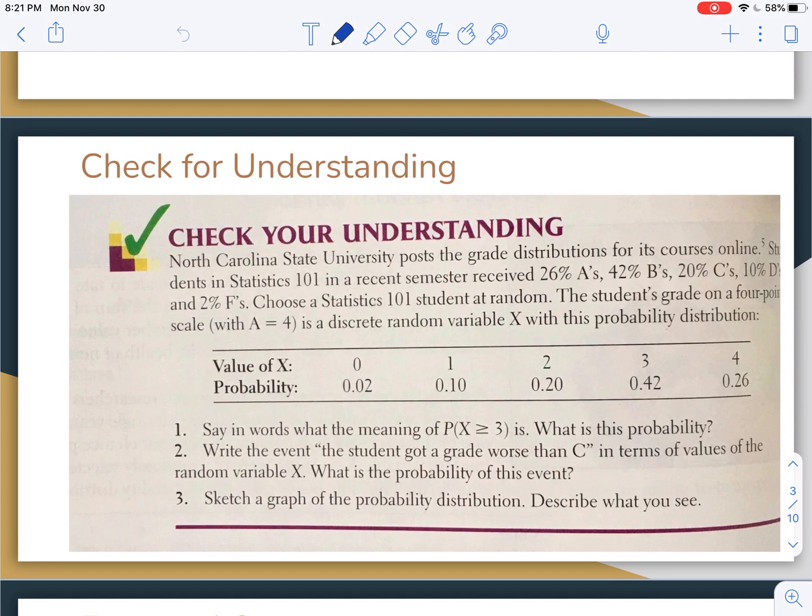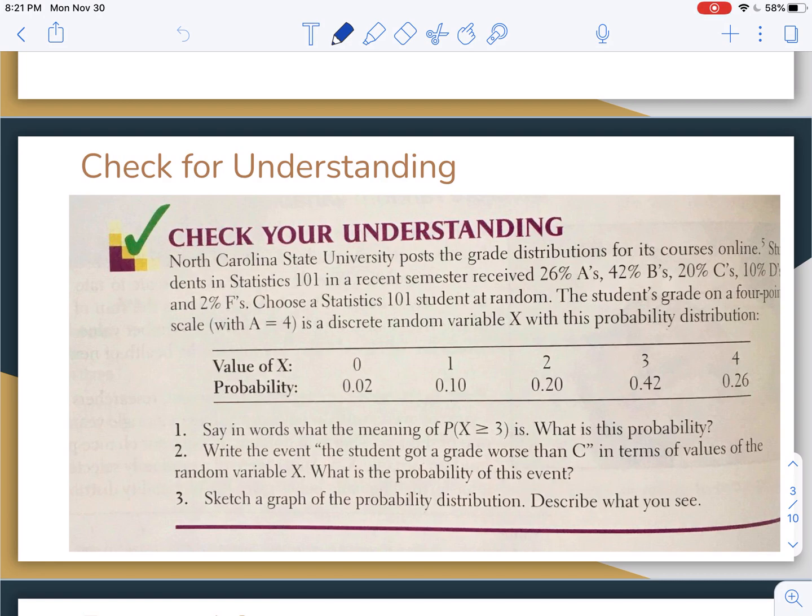NC State posts grade distributions for its courses online. Students in Stats 101 in a recent semester received 26% A's, 42% B's, 20% C's, 10% D's, and 2% F's. Choose a Stats 101 student at random. The student's grade on a 4-point scale with A equal to 4 is a discrete random variable X with this probability distribution. So our discrete random variable X is the grade, and the numerical values we associate with the grade are 0, 1, 2, 3, and 4 for F, D, C, B, and A respectively.